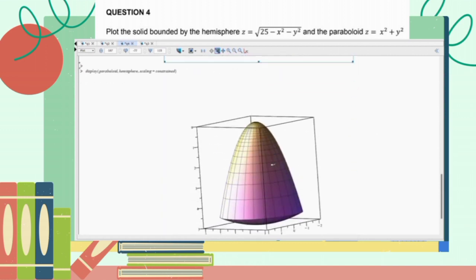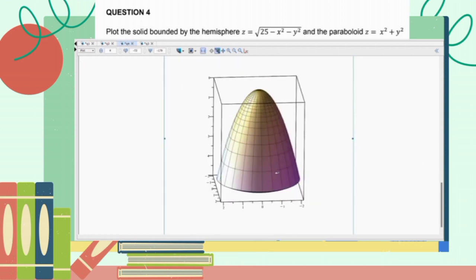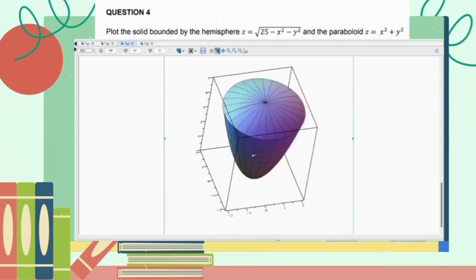After that, since the question wants us to plot the solid bounded by the hemisphere and paraboloid, we need to display paraboloid, hemisphere, scaling constrained, and then we get this shape, this solid.